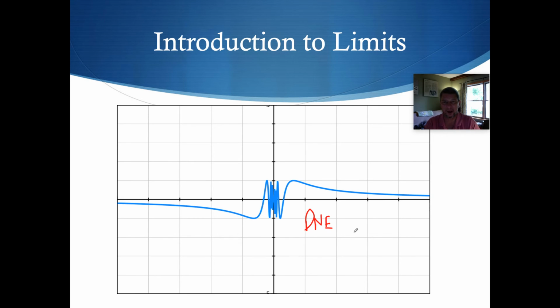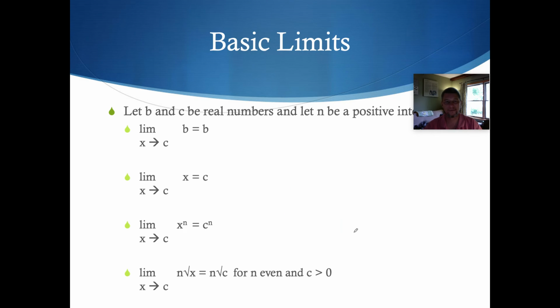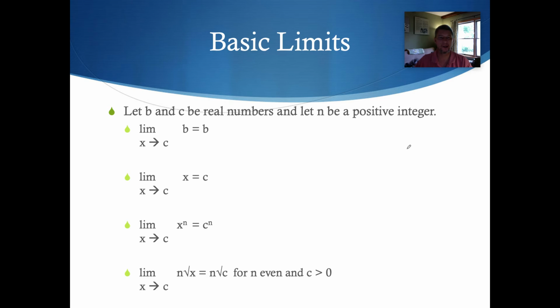All right, now, at this point, it's probably valuable to spend a few minutes going through the various properties of limits. How do we deal with limit notation and the functions here? And so that's what the next few minutes will talk about here. So basic limits right off the bat here, all right? We're going to start by saying that b and c represent real numbers, okay? And that the value of n is a positive integer, so 1, 2, 3, 4, 5, 6, and so on, all right?